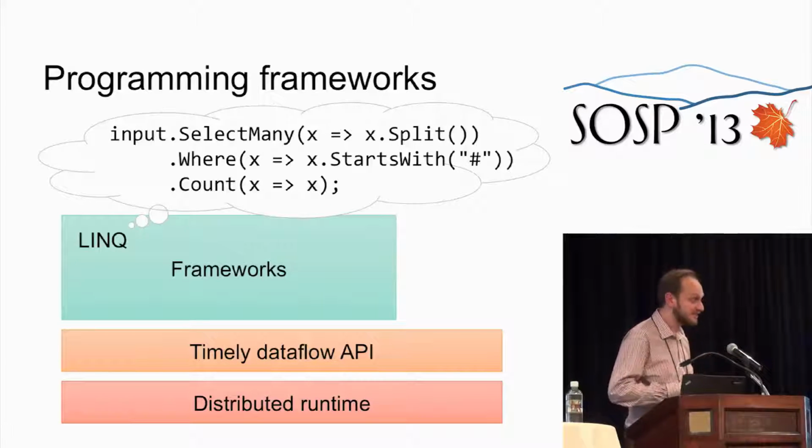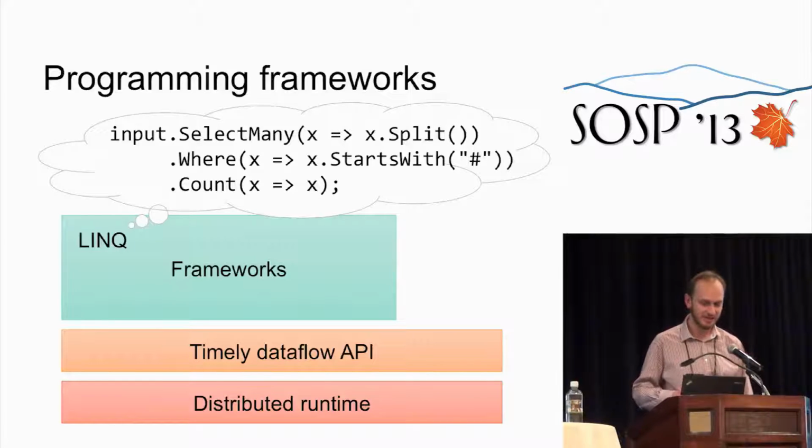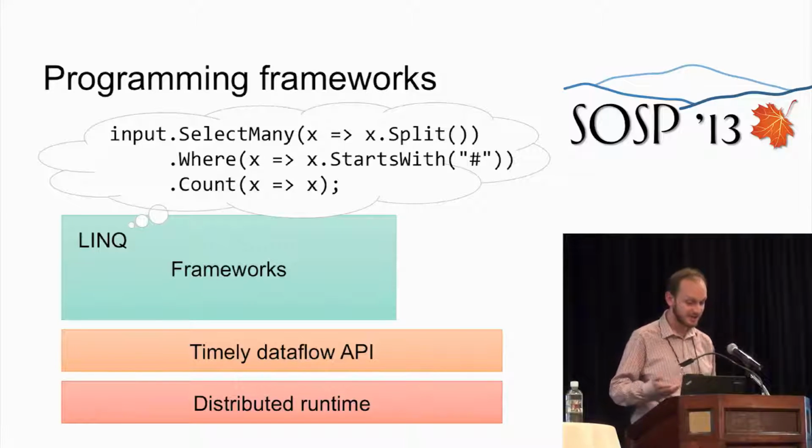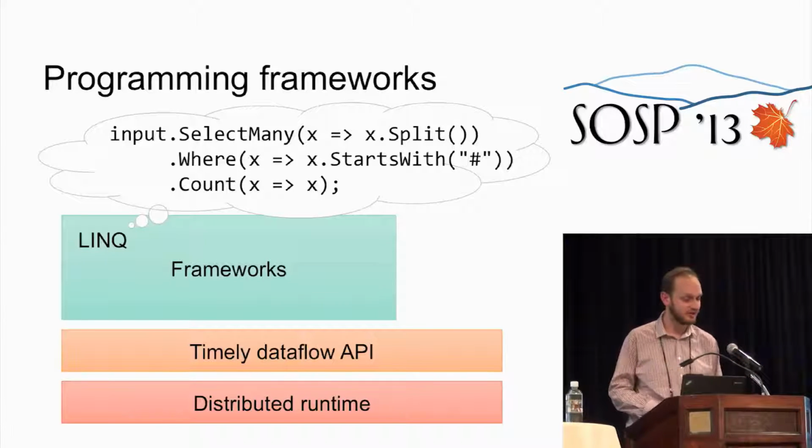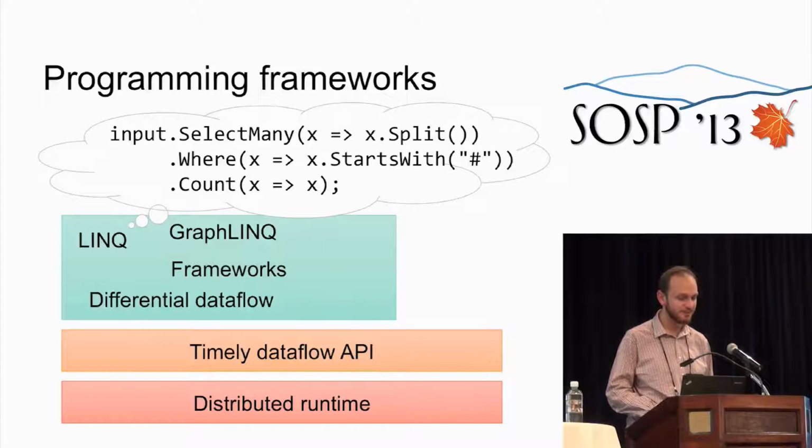Given a stream of tweets as strings, we're going to tokenize them using the SelectMany operator, filter them down to just the hashtags using the Where operator, and perform a count using the Count operator. This is basically an incremental MapReduce word count, and it's part of the incremental, interactive analysis task that I showed you earlier on. We have a number of these frameworks, and for more details about them, you should read the paper.